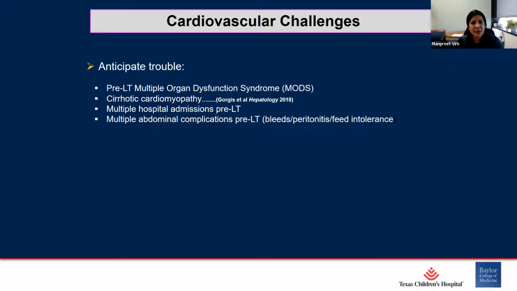The key to taking care of these patients is to anticipate trouble, anticipate which patients are going to have a challenging post-operative course. And there are certain risk factors, specifically for patients who've had a pre-liver transplant multiple organ dysfunction syndrome, ones who've had a cirrhotic cardiomyopathy, if they've been hospitalized multiple times, if they have what we call a hostile abdomen, or if they've had multiple intraperitoneal bleeds, intra-abdominal abscesses. These are patients that we know are going to require multiple organ support and have a rocky post-op course potentially.